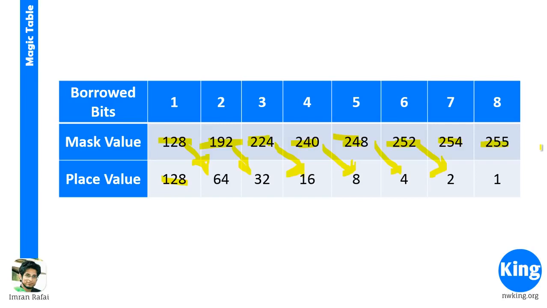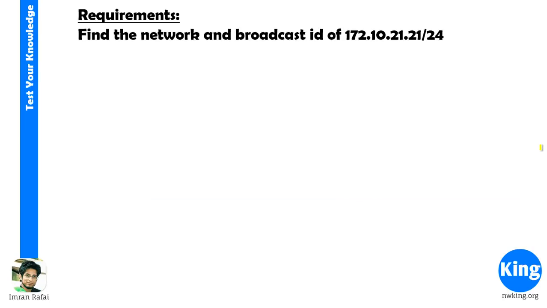Simple as that. Fantastic. Let's get into requirements. This is going to be a real exam type question. So they give you a network and they give you /24: 172.10.21.21/24. Now the first thing you need to know is 172. What is that? That is part of a class B, right?